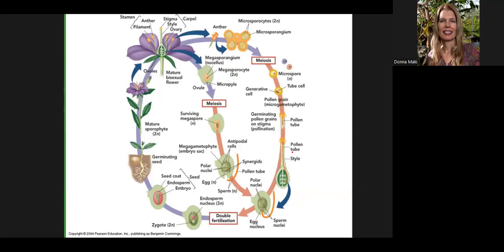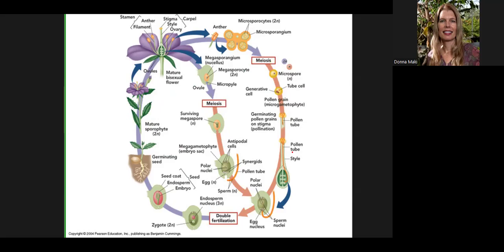So this is saying the same thing. It's just maybe a little bit more words. It's a little clearer to see. So you can use this as well for studying. And they actually put on here double fertilization, and they're showing the 3N with the endosperm. So that polar nuclei and the sperm all fuse, you get 3N.